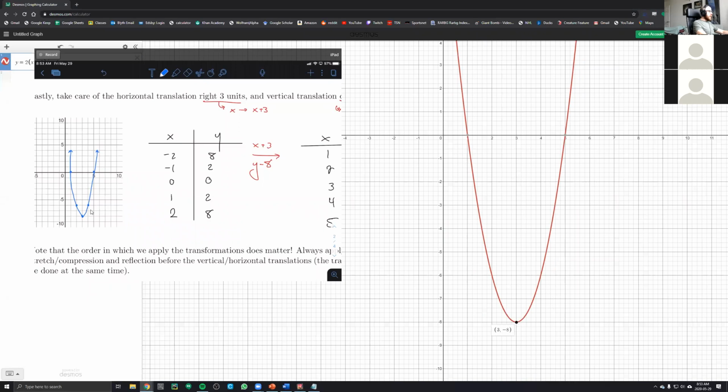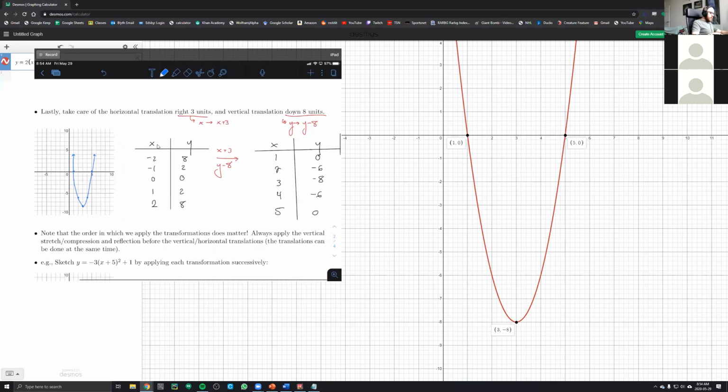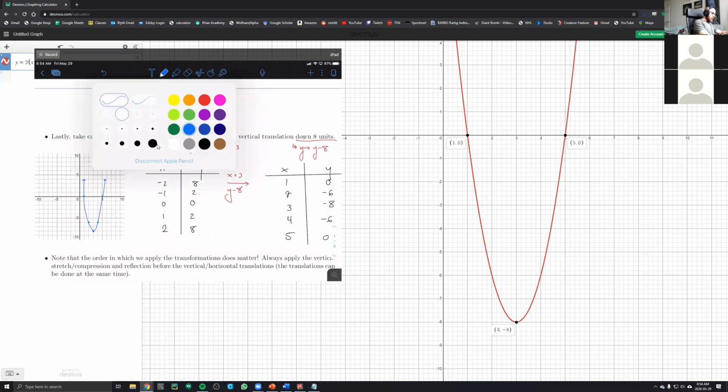So again, the vertex is at 3 and -8. That's where my vertex is located. We have an x-intercept at 1 and 0 and 5 and 0. So 1 and 0, 5 and 0. So it seems like I've done a fairly good job here. Okay. And again, looking at the equation here, y equals 2(x minus 3) squared minus 8.